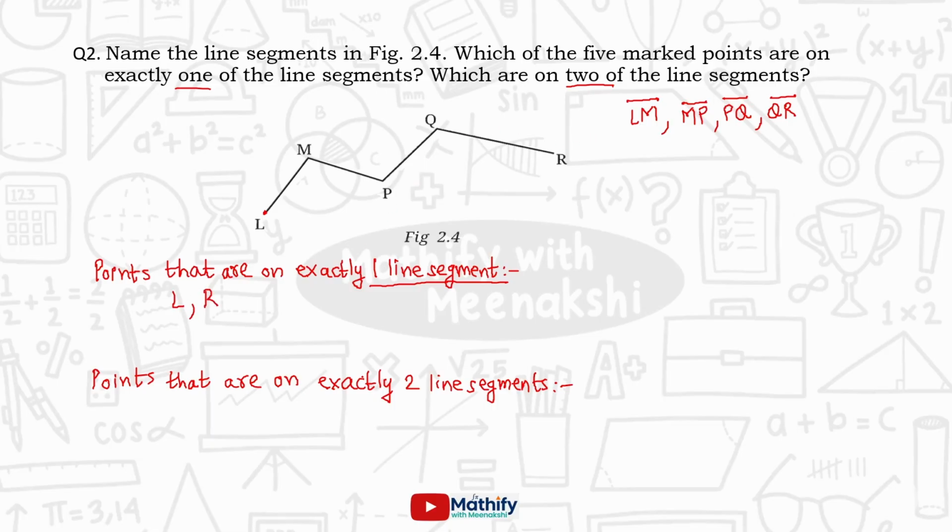Next is points that are on exactly two line segments. Now we have to see those points that lie on two line segments. So first you can write M because M lies on two line segments, ML and MP. Then you can write P because it lies on two line segments, PM and PQ. Then you can write Q because it lies on two line segments, QP and QR. So the answer is M, P and Q. Let's move to question number 3.